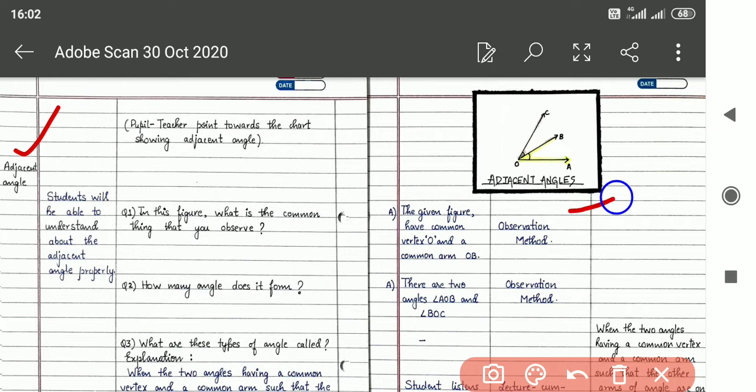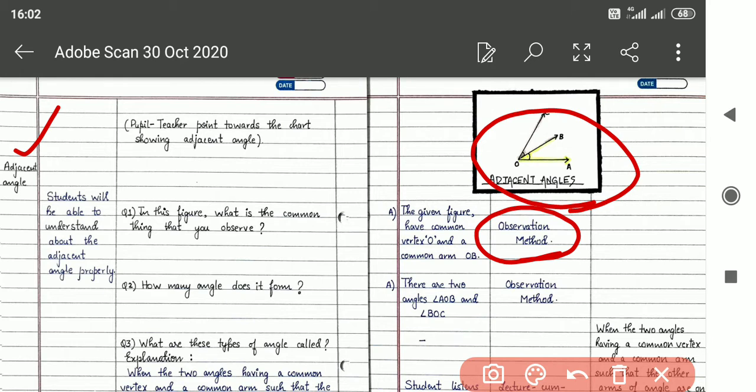Now, again, the figure has been taken to explain the adjacent angles. You can see the students will observe on the chart paper whatever is drawn on the chart paper, and then the teacher asks the questions.